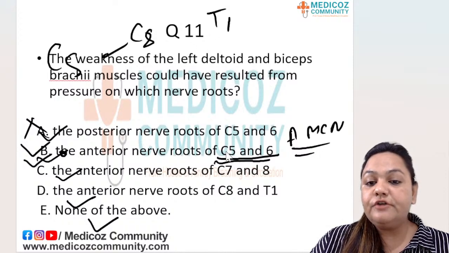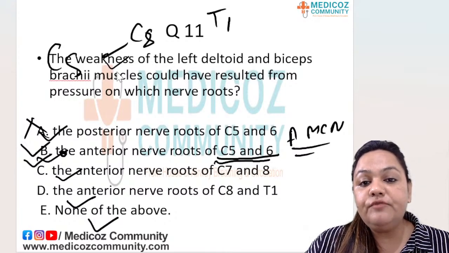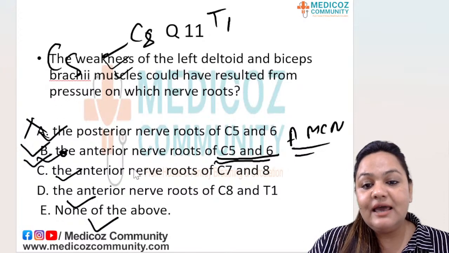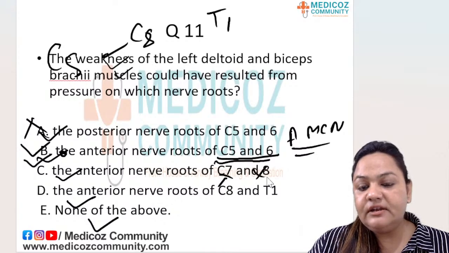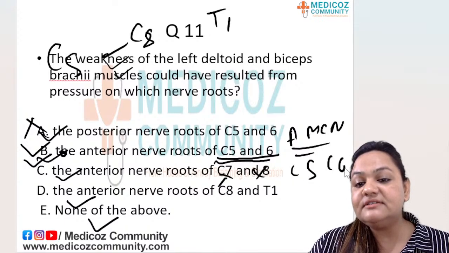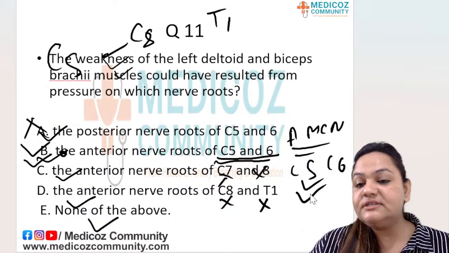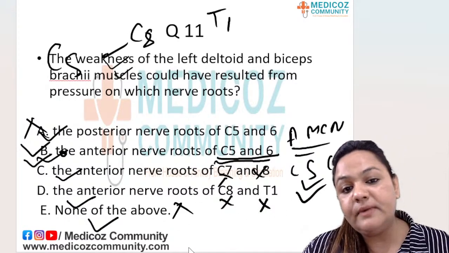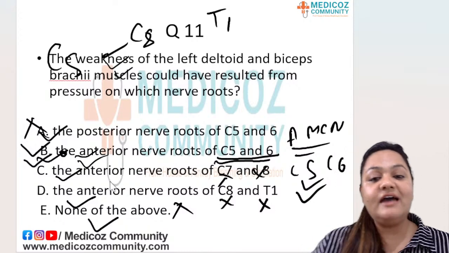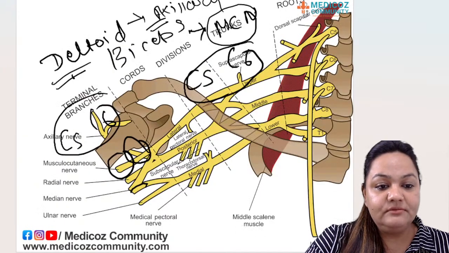The anterior nerve root of C5 and C6 will be involved there, which will lead to weakness of the deltoid and the biceps brachii. Now we will look into the other options. The anterior nerve root of C8 and T1 cannot be the answer because the root value of the axillary and the musculocutaneous nerve is C5 and C6. The other option again cannot be there because the root value is C5 and C6, and none of the above cannot be, because we have our answer, option B, anterior nerve root of C5 and C6. Okay, so this is our question number 11.